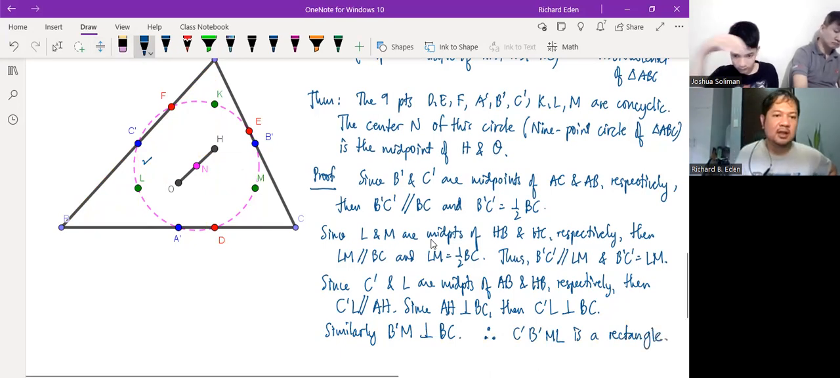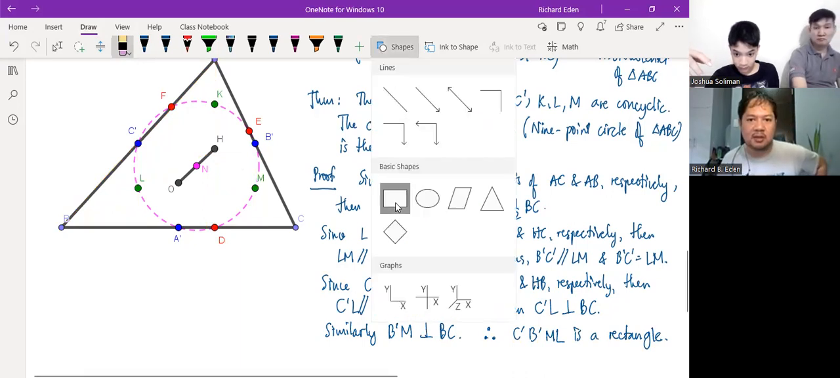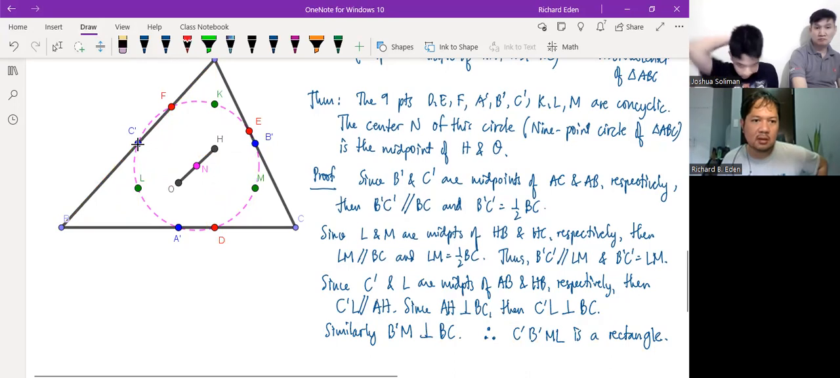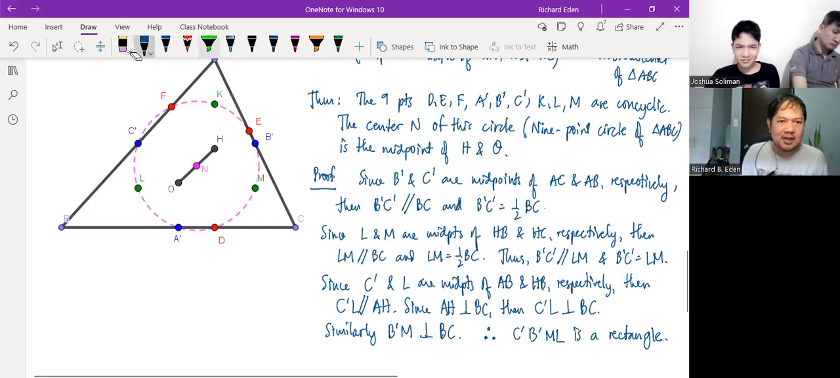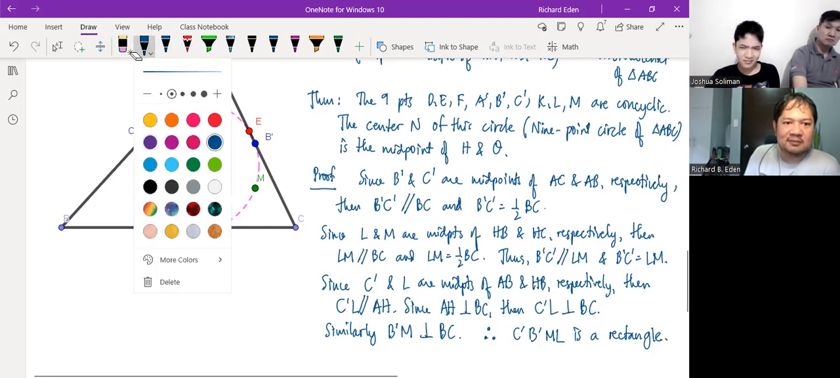So where is that rectangle? It's this rectangle. Let me see if I can draw a shape. Okay, never mind. I'll just draw it, old school.